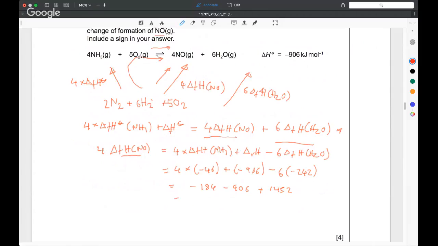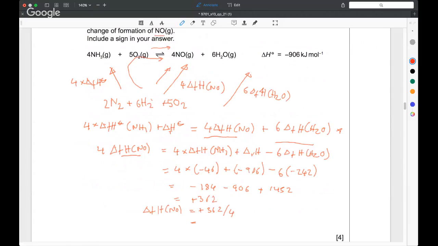Adding all that up, if you do that just in my head, I can see that overall I'm expecting that to be positive. So that's positive, actually, if I work all that out, 362 kilojoules per mole. But that's for 4 lots of the standard enthalpy of formation of nitrogen dioxide. So if you want just the standard enthalpy of formation of nitrogen dioxide, we've got to take that figure plus 362 and divide it by 4, haven't we?